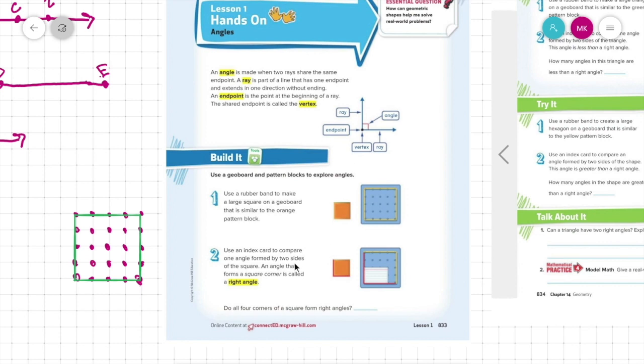Now it says, use an index card to compare one angle formed by 2 sides. Well, we can see that if we had a note card, it would fit perfectly right into that corner, right? Into all of these corners, you would have a right angle. And a right angle is a square corner. And it's also equal to 90 degrees. And we will learn about degrees later on. Okay, so you need to know that it makes a square corner. And that's a right angle.